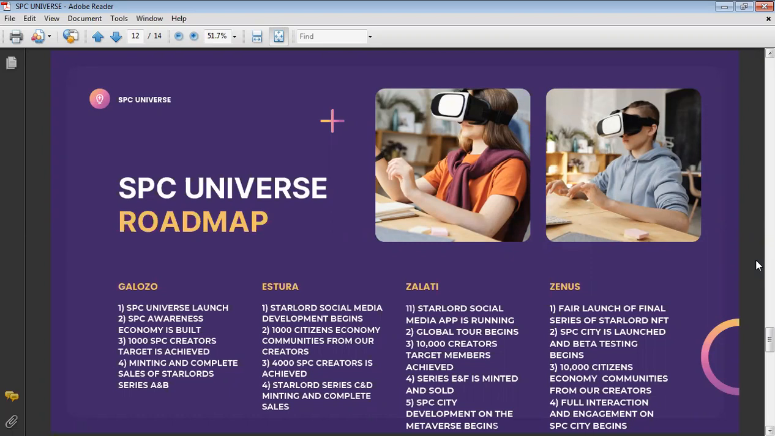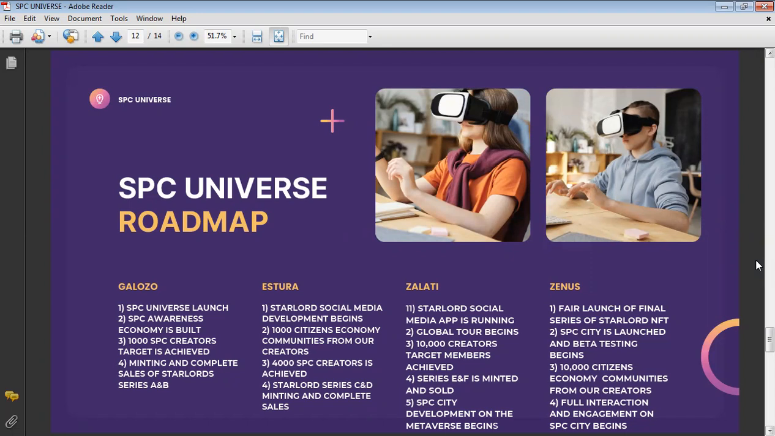On the third one, we have 10,000 creators target members achieved. The fourth one, we have Series E and F minted and sold. The fifth one, SPC City development begins. At the phase Zalati, we will start building the SPC City. In Zenus, the last one, we have the fair launch of the final series of the Starlord NFT.